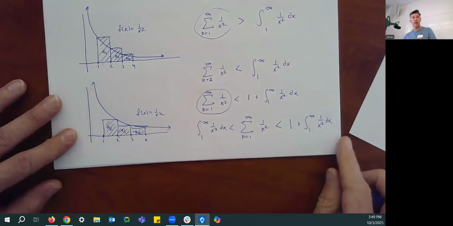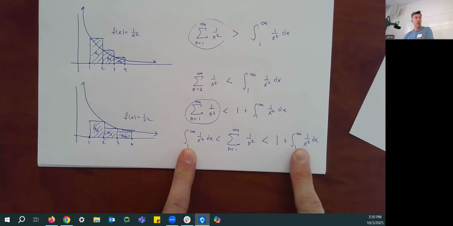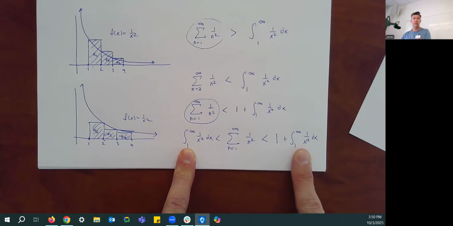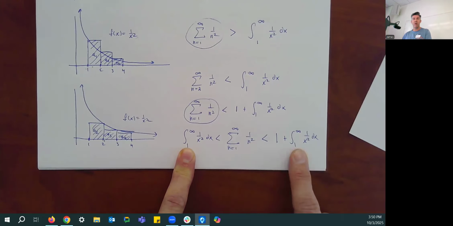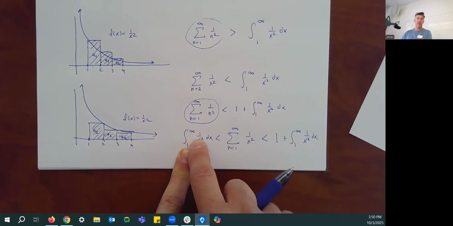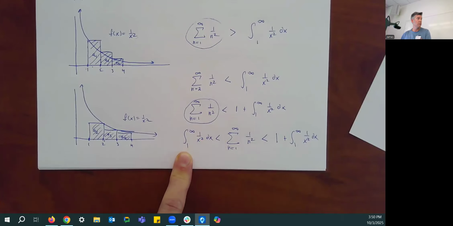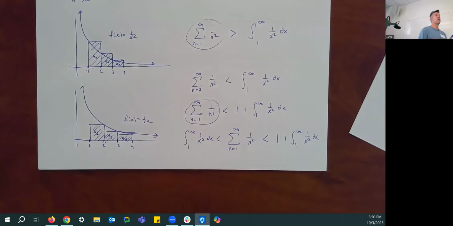So here's what we get to say. If this integral converges, then this series is between it somewhere, and so it converges as well. If this integral diverges, then this series is bigger than this divergent integral, so it must also diverge. This is what's called the integral test. If you take whatever series you have and you take the integral of it, if that integral diverges, your series diverges. If that integral converges, your series converges. Or the integral and the series have the same behavior.